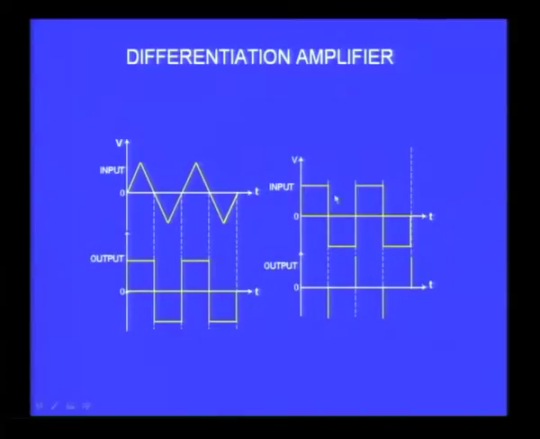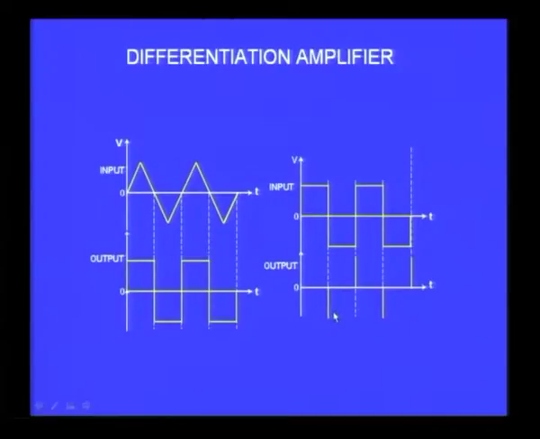I also wanted to just indicate to you what will happen if I give a square wave as the input. You know what is the differentiation of a constant? The differentiation of a constant is 0, and therefore you get 0 volts here in the output. But what is the differentiation of a vertical line? The differentiation in the Vt curve is nothing but the slope of the line, and the slope of this line is actually minus infinity, going down to infinity, and therefore I get a straight line going up to minus infinity.